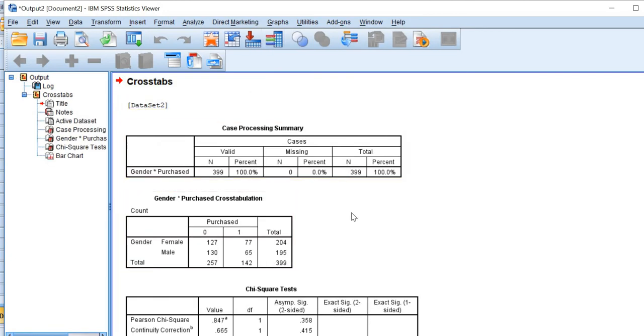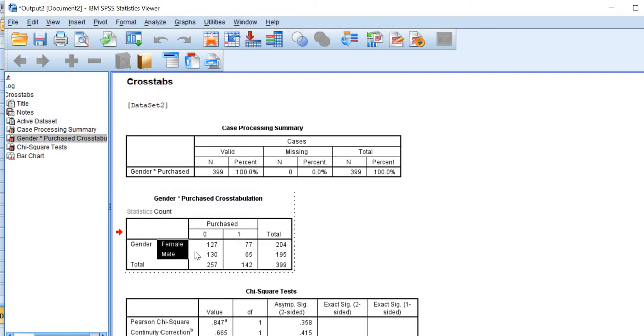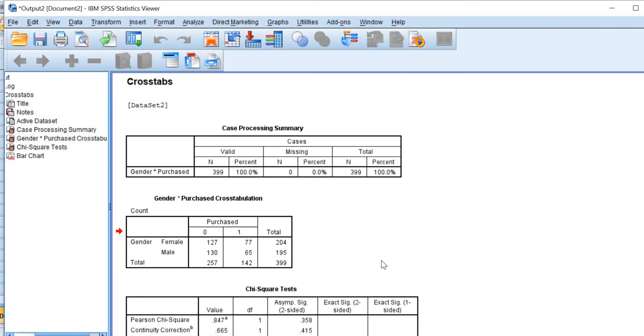The first table tells us the case processing summary, that is, how many participants are there in the analysis, if there is any missing data, and what is the total percentage that is considered for the analysis. The second table provides us the cross table. This table is called the contingency table for chi-square test. In this contingency table, row-wise, there are two rows, male and female, and there are two columns. So this can be called a 2 by 2 contingency table, two rows and two columns.